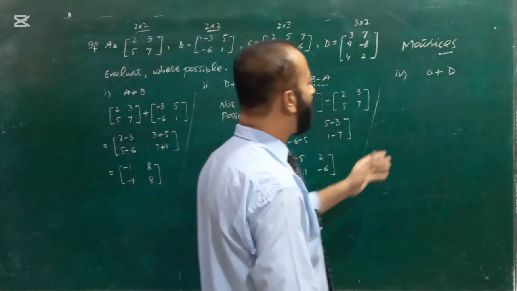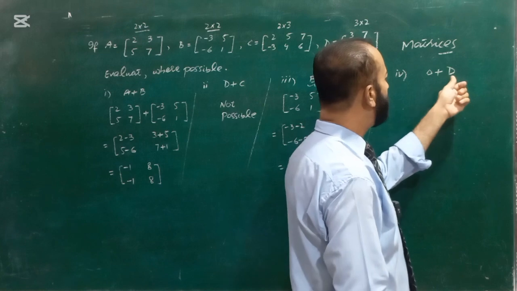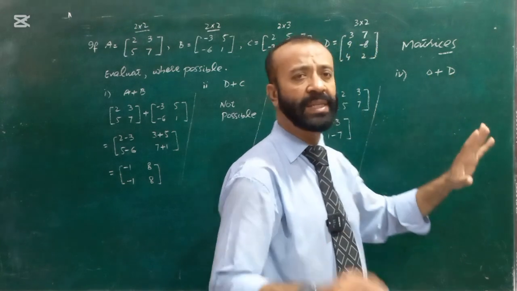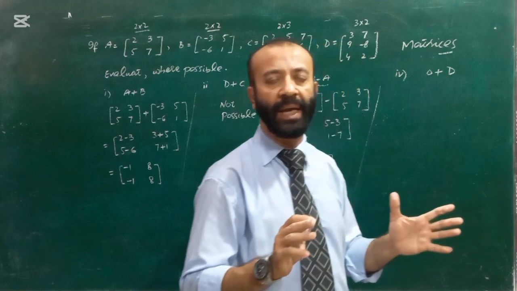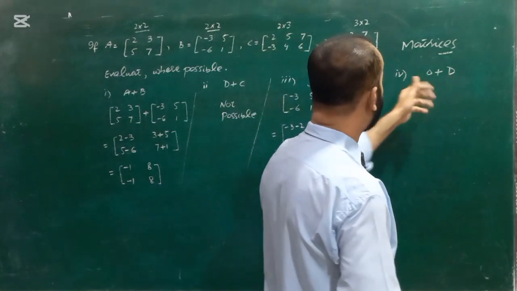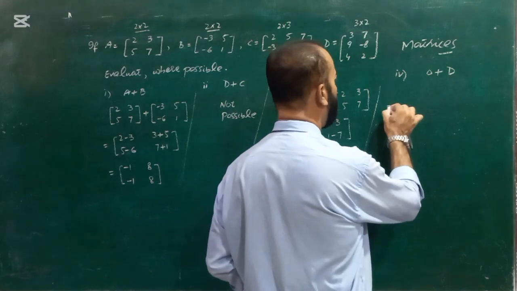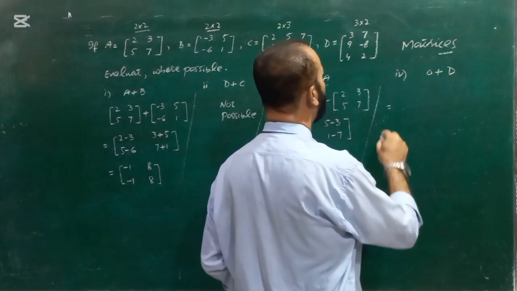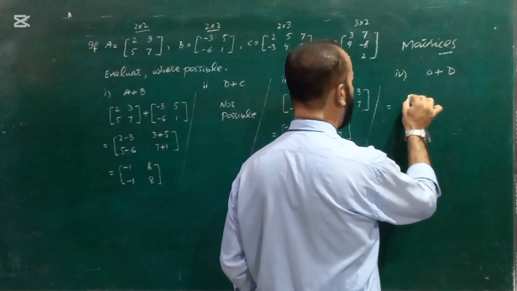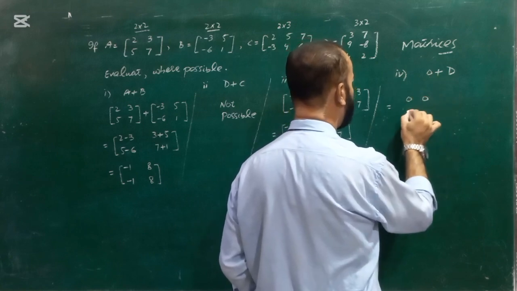Okay, finally we are required to find 0 plus D. Actually, zero matrix. A zero matrix is a matrix in which all the elements are zero. So we are required to add it with D. So we can make a zero matrix of the same order. Look now, we require a 3 by 2 matrix. So for example, the zero matrix is 0 0.